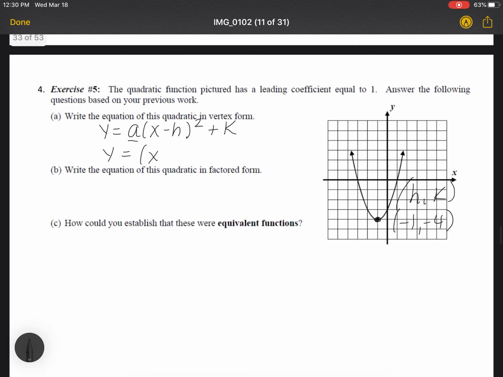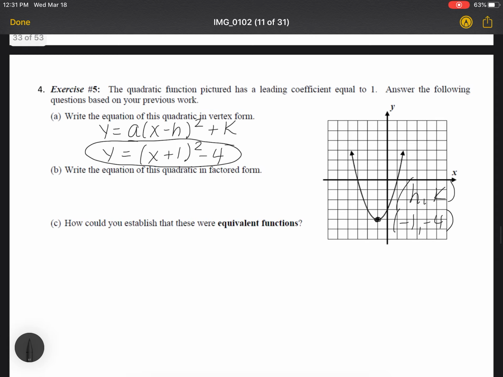X minus h. So x minus -1. If we subtract -1, that's the same thing as adding 1. So that sign is going to change to a positive there. And then our k value, if we add -4, that's the same thing as subtracting 4. So that is in vertex form.